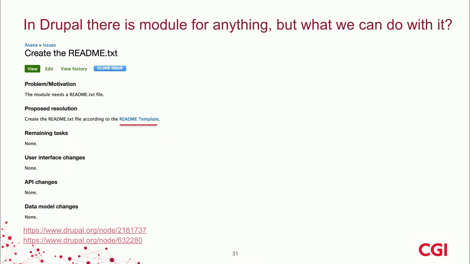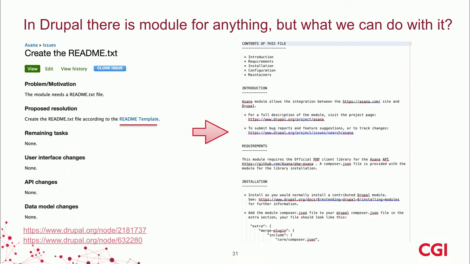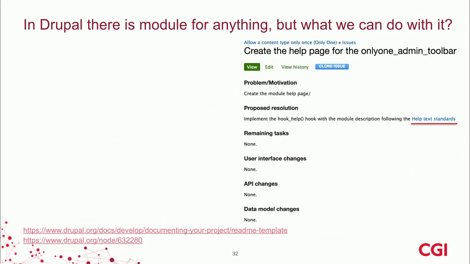When you go to create your README file, there is a template that says all the information that you need to put into the file. Here you see one example for the Asana module. There are sections. In this case, we have introduction, requirements, installation, configuration, and maintainers. And when you go to create the help page, there is a link.